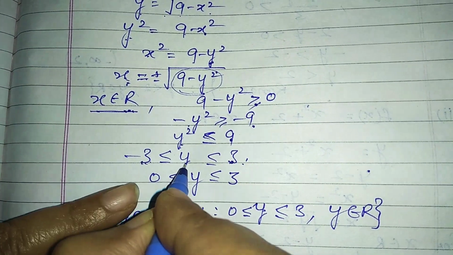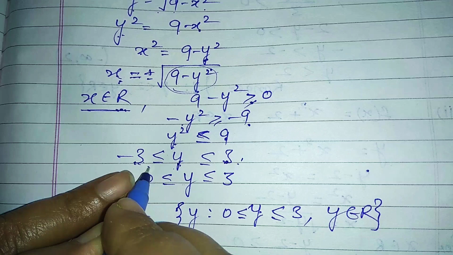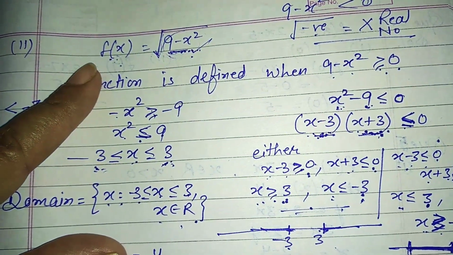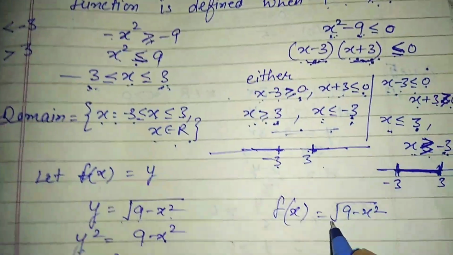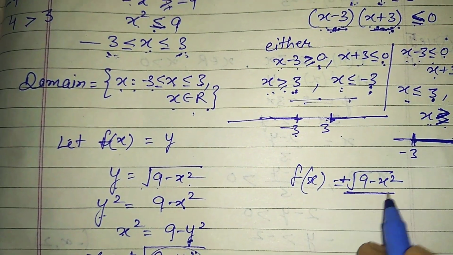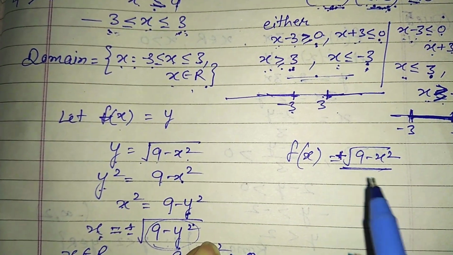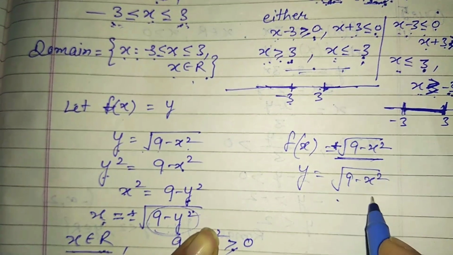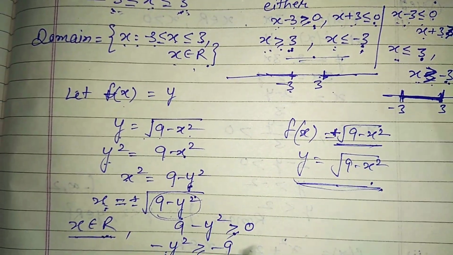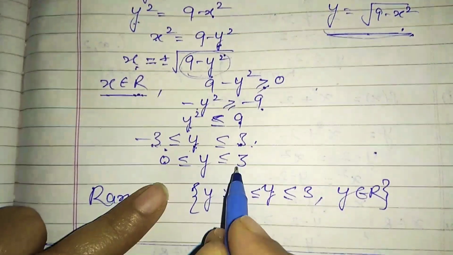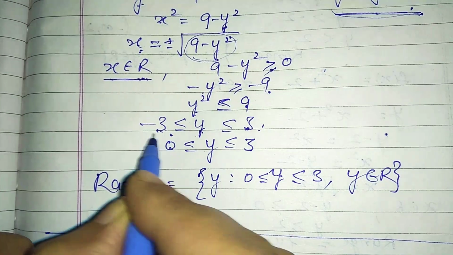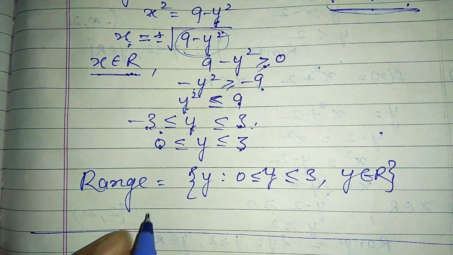But look at this. Y can be negative here? No, y cannot be negative, because here the function is f(x) is equal to square root of 9 minus x square, that means it is the positive square root. Okay, it is not the negative square root. So y is plus square root of 9 minus x square. That means y value is positive. So if y is positive, it will be 0 to 3. It will not be minus 3 to less than 0. So it is 0 to 3. So what is range?